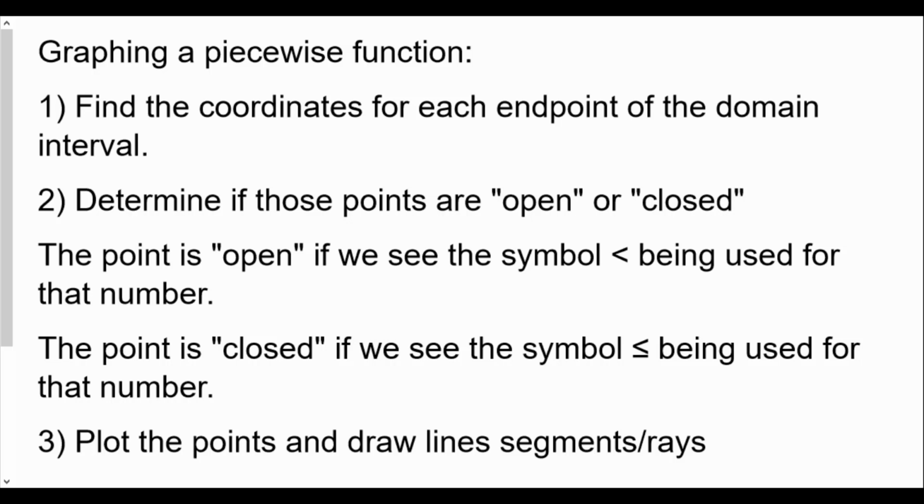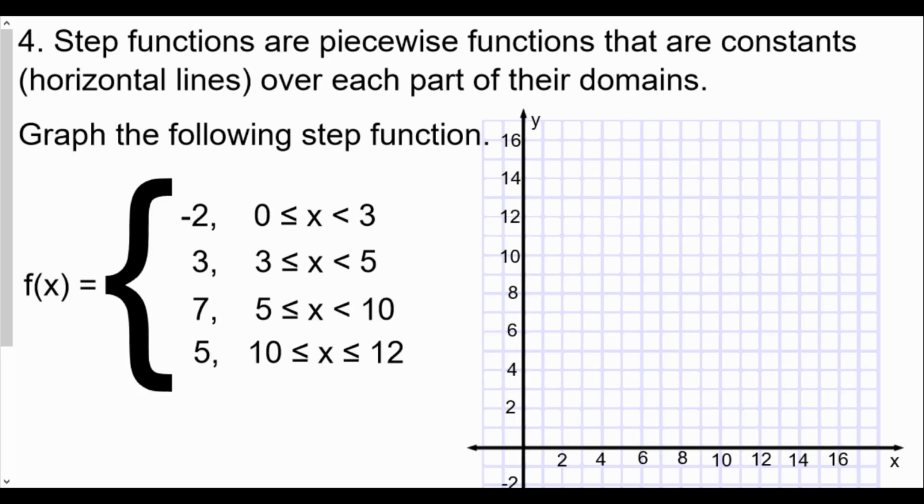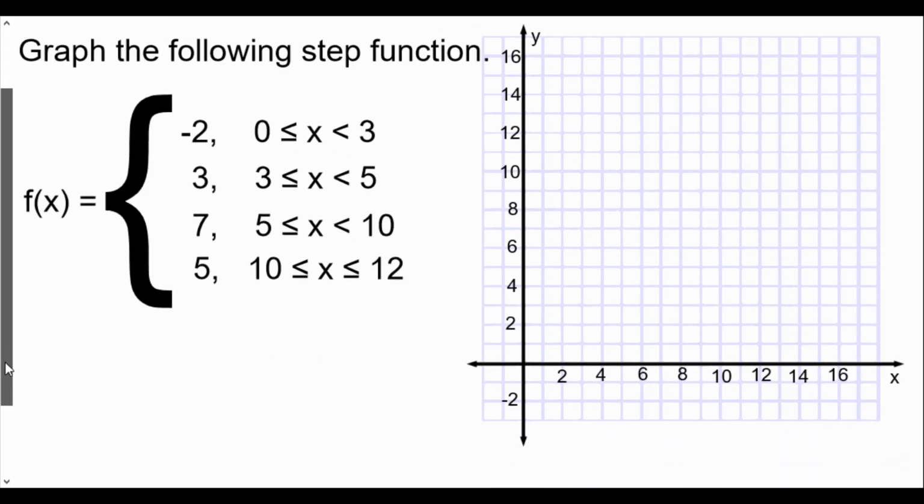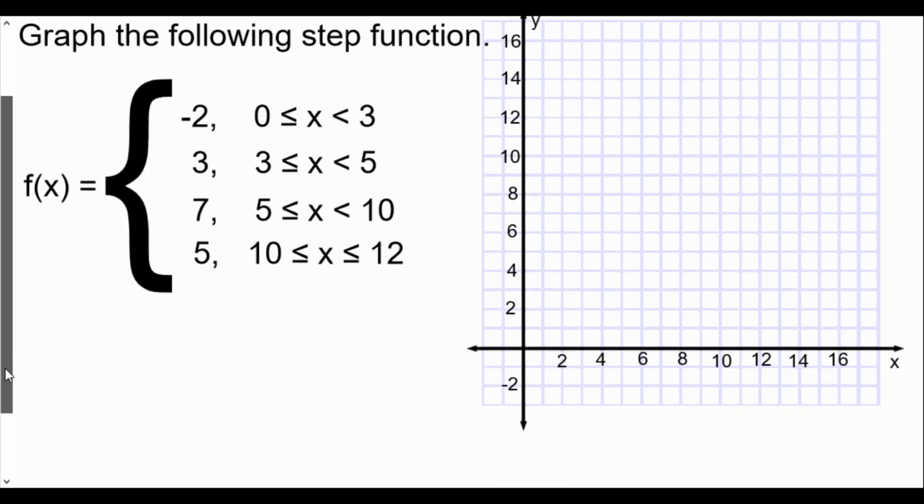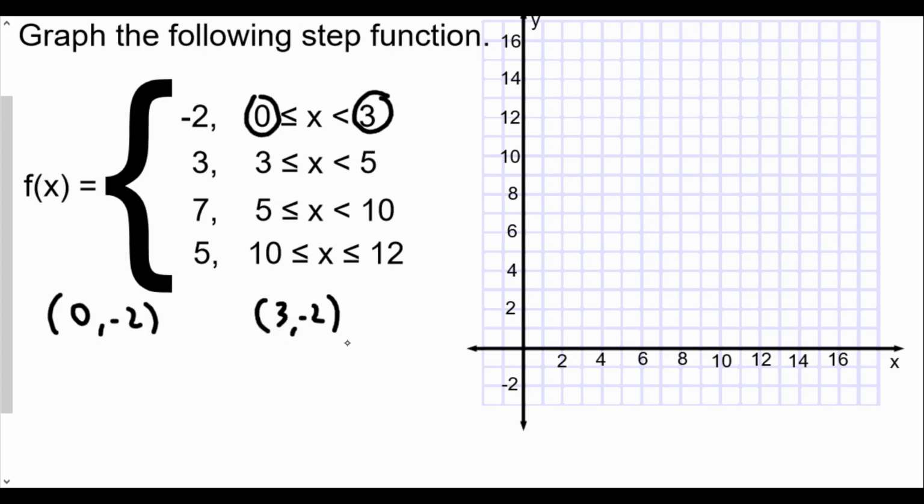All right, so let's go back to our problem number 4. I'll move this up a little bit here. We take a look at the endpoints. Our endpoints here for our first one will be x equals 0. So we have 0, comma, -2 as one endpoint. And we have endpoint here 3. We have 3, comma, -2 as an endpoint.